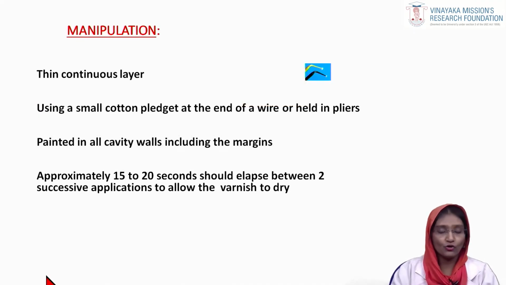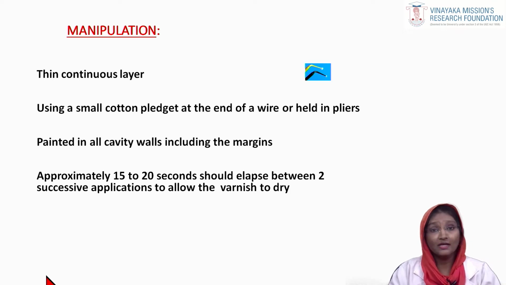Moving on to the manipulation of the cavity varnish, this has to be applied as a thin coating. It has to be applied using a small cotton pellet at the edge of the pliers. It has to be applied all over the cavity walls, including the margins, whereas the cavity liners should not be applied on the cavity margins, okay, because that is water soluble.